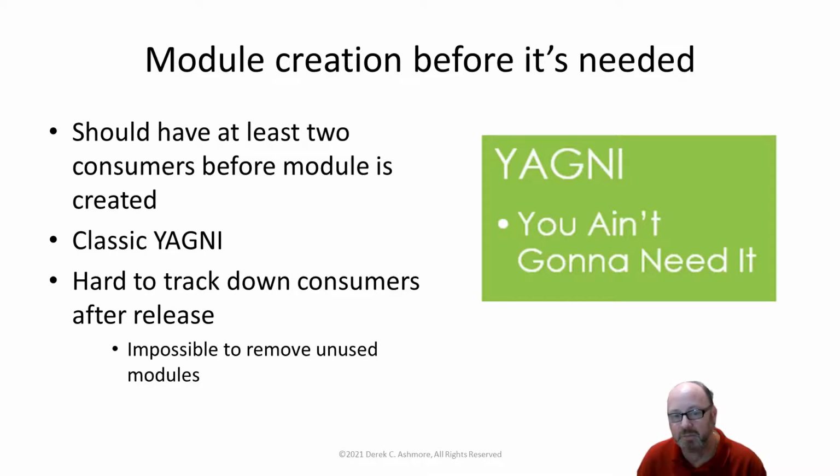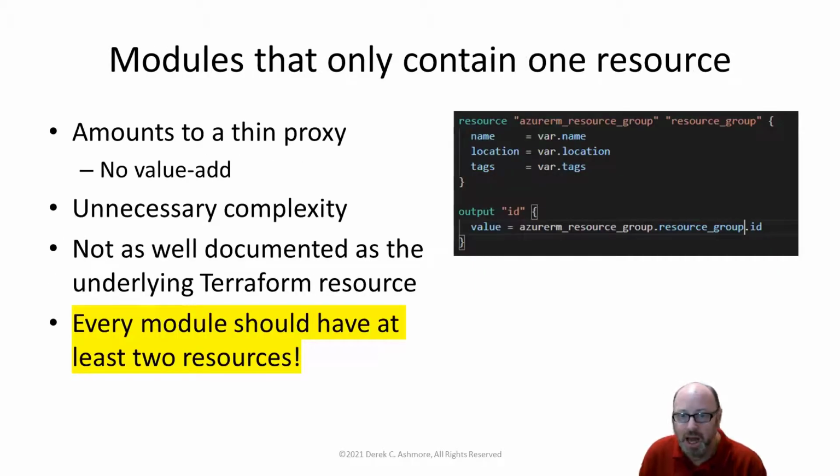It becomes hard to manage, and as consumers, it becomes hard to find things that you may want to use. Honest to God, I've seen this. Modules that contain only one resource, such as the one in the upper right. The problem with this is there's no value add. It amounts to a thin proxy. So as a consumer, if I'm going to consume a module that's a thin proxy, it's probably quicker for me to consume the underlying Terraform resource.